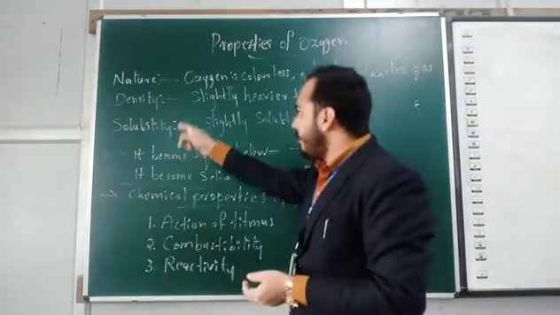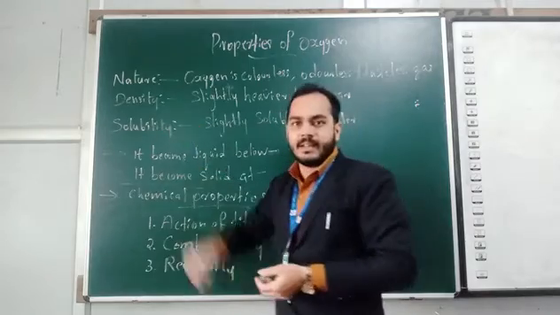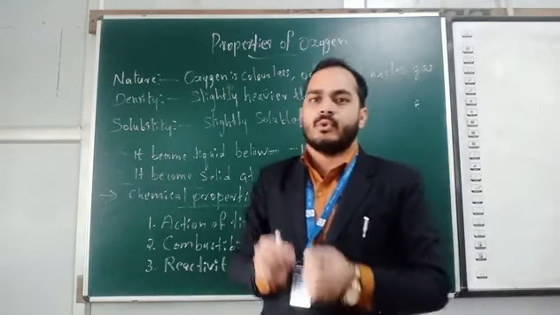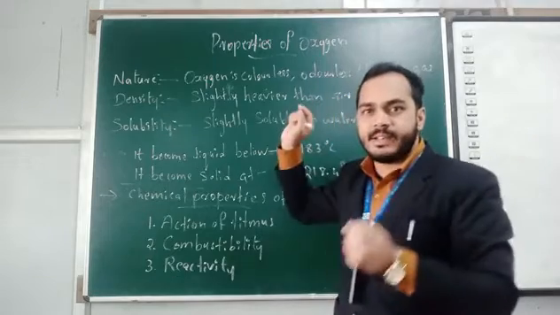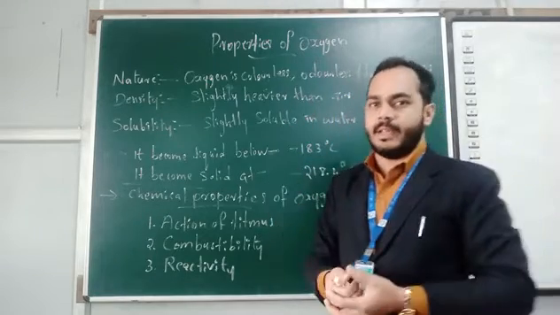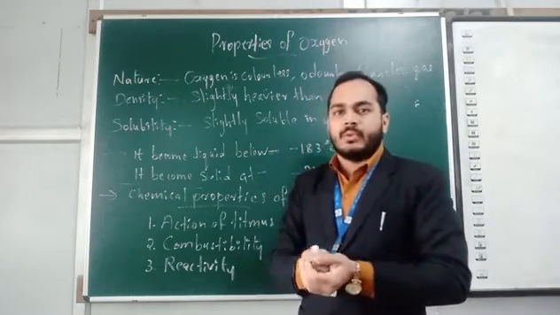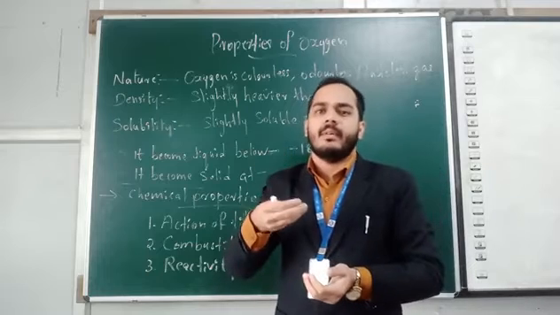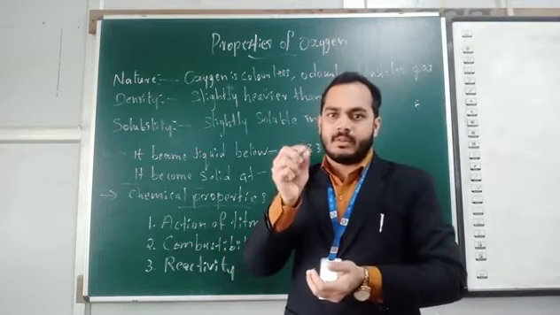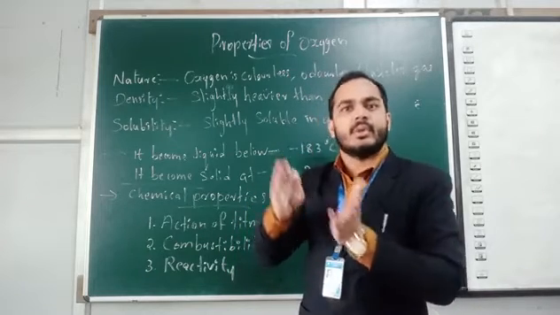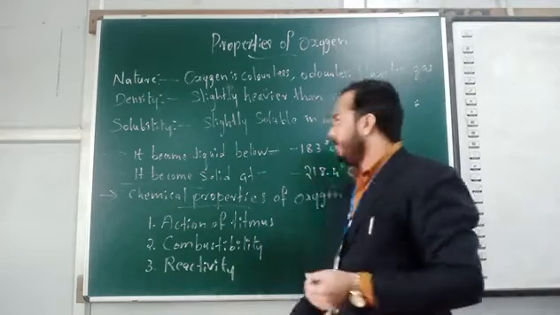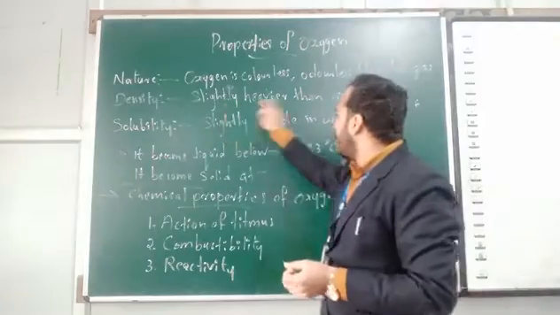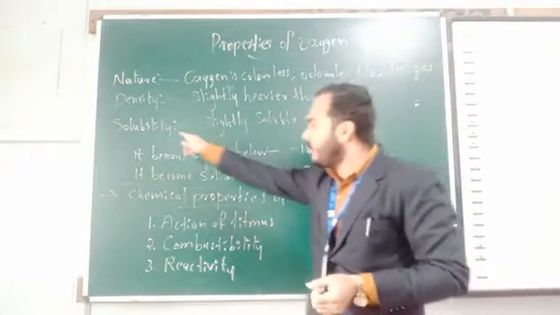And the second physical property is the density. The density is slightly heavier than air. Simply we can say its mass or weight compared to the air. Oxygen has a heavier density, heavier than air.